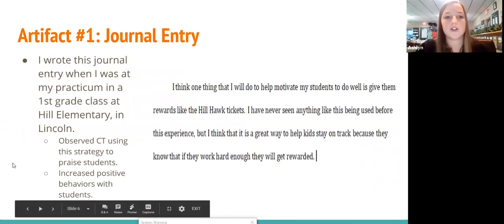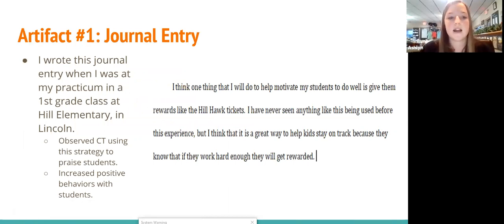So my first artifact is a journal entry, and I wrote this journal entry when I was at my practicum in a first grade class at Hill Elementary in Lincoln. In the journal, I just talk about how I was able to observe a new strategy that I'd never used. They were called Hill Hawk tickets, and my teacher used them to positively praise students for either being responsible, respectful, or safe, just showing any of those good behaviors. And I was able to see how it really motivated the students, because after seeing them getting that piece of paper with their name on it, they got really excited and they could see that they were doing something good.